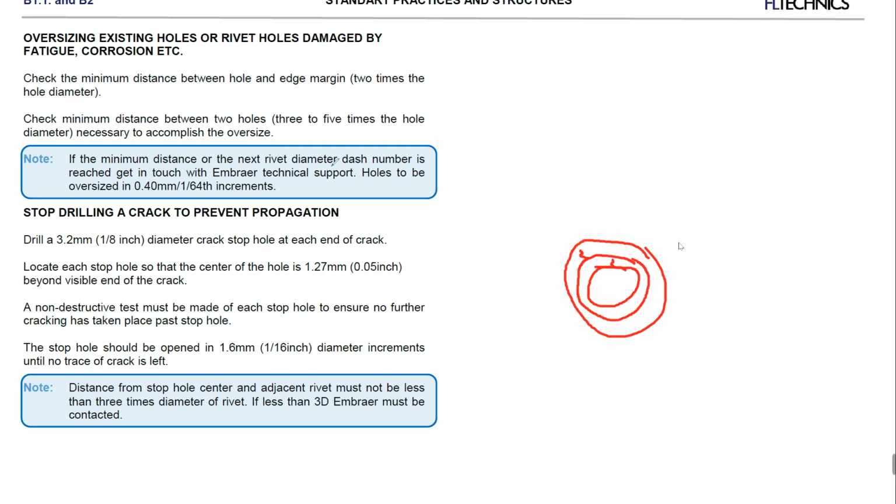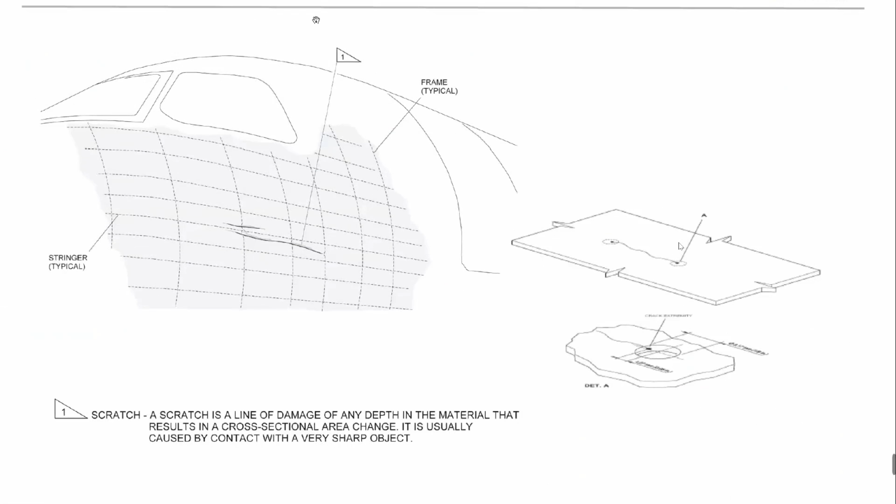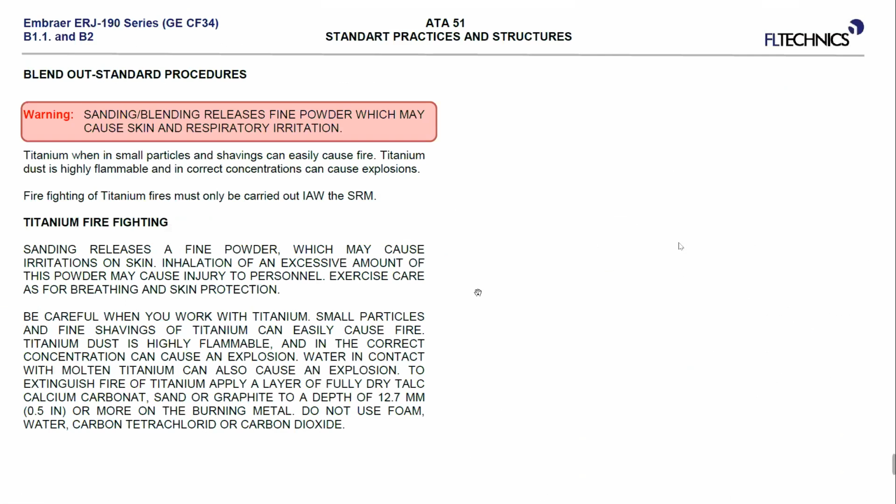We have some restrictions. So, as I told you, sometimes it's not an easy job to make a decision to fix the problem, okay? Here we have an example with a scratch. A line of damage, which is most probably because of a sharp object, and we have this cross-sectional area change. The problem with scratches is that sometimes they can continue and they can become a crack. Okay. And to prevent this, we're using the blend out procedure.